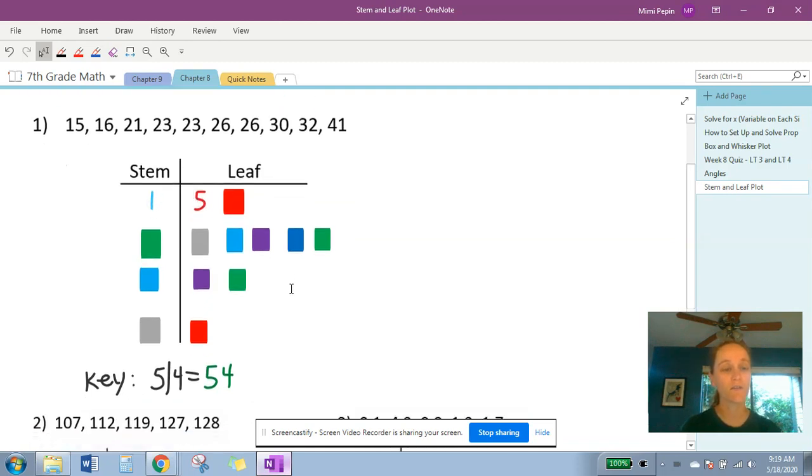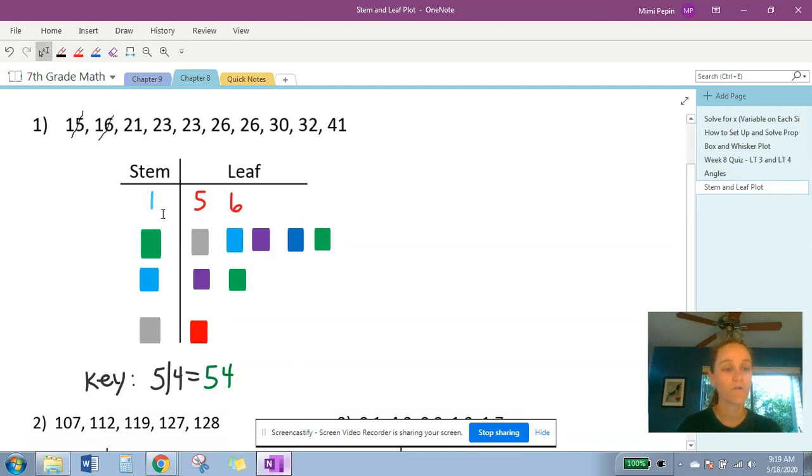So if you look at the key at the bottom here, when it's saying 5 line 4, that's just telling the reader that the numbers here mean like 54, or here it's like 15. So if I want to put 16 on here, my stem is 1, and my leaf is 6. And then I like to cross these out as I go so that I don't forget any of the numbers.